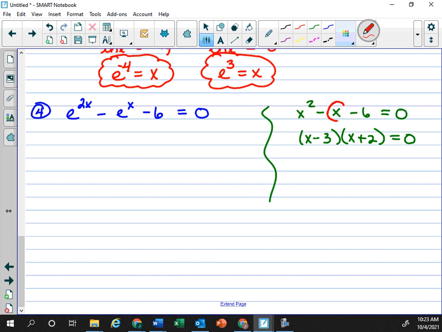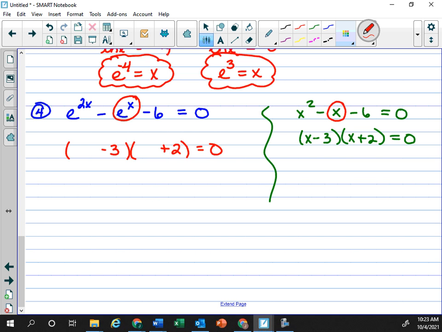So x is my middle term, right? E to the x is my middle term over here. So what do you think this is going to factor into? Any thoughts? It's going to be something minus 3 and something plus 2. Natural log of x. Not natural log yet. We will need natural log to solve. But just straight factoring from that blue part.